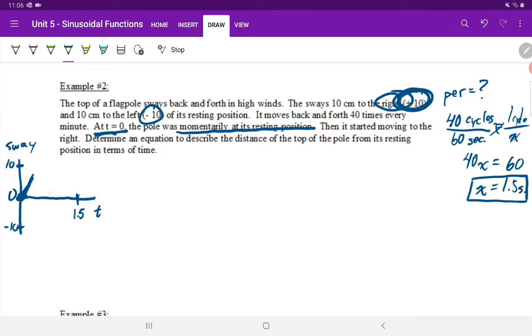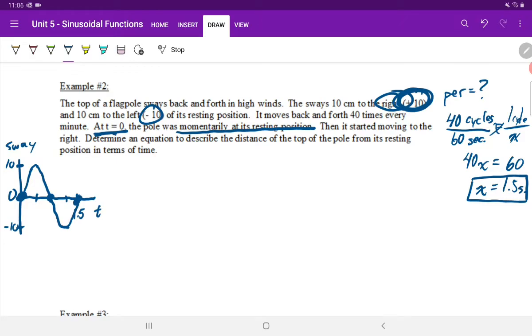That means, let's think of what's happening here. It's going to go up, and I should erase this here. It's going to go up. It's going to cross or go back to that resting position momentarily before it starts to sway to the other side. About halfway here, it's going to come back and go right there, back to its resting position.